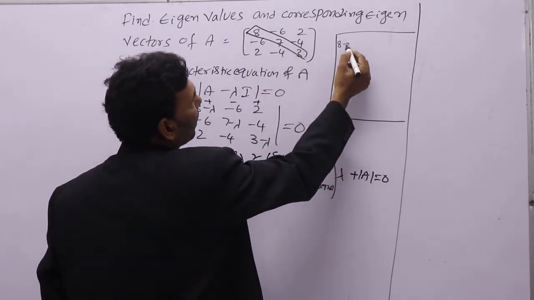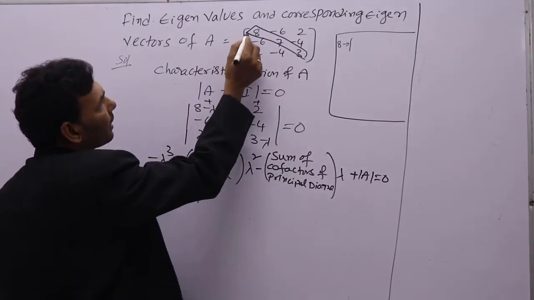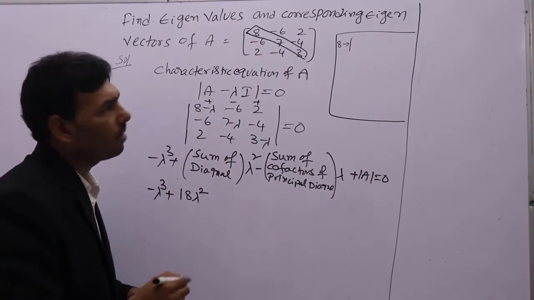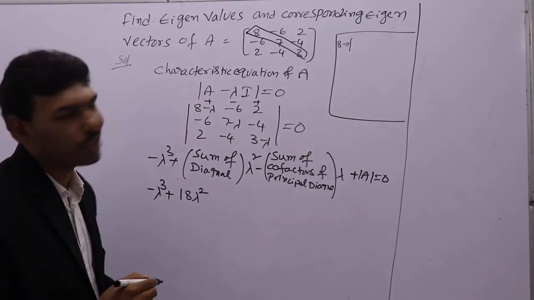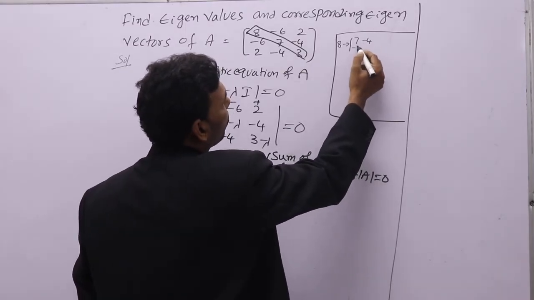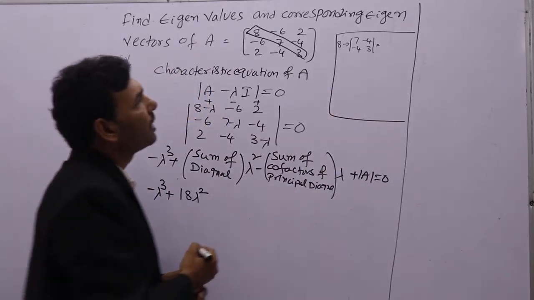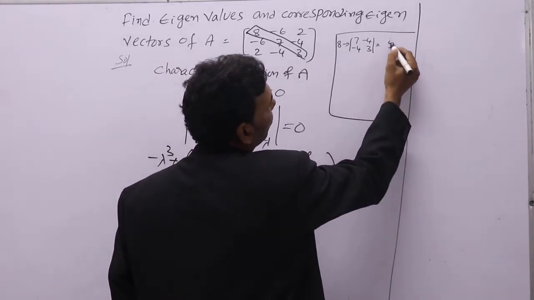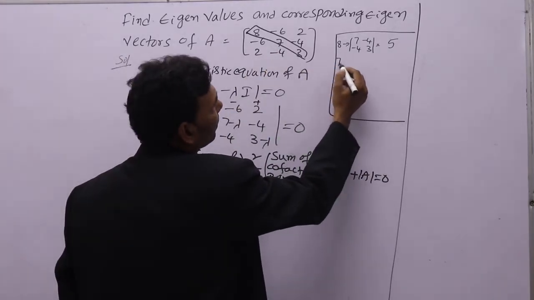8: the cofactor will be, delete 8's corresponding row and column. 8 is in the first row and first column. Remove the first row and first column. The remaining elements are 7, minus 4, minus 4, 3. Now find that one. 7 3s are 21 minus 16, 5. AD minus BC technique. Next, for 7.